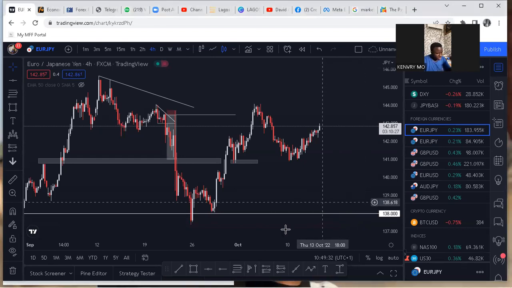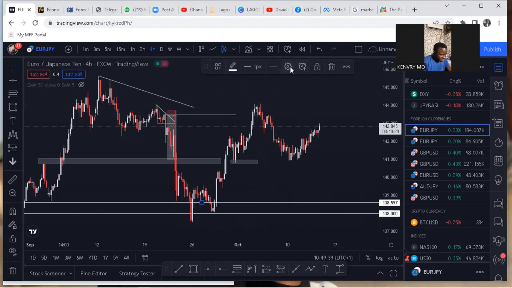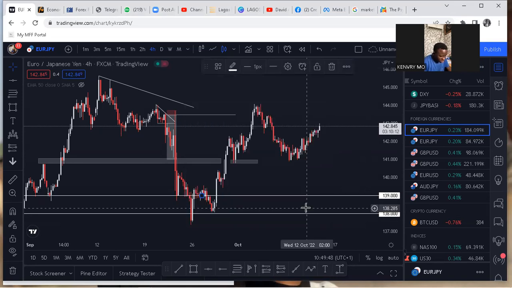Now pick another horizontal line again, draw it, paste it anywhere, go to settings again. Now you picked 138. Now you pick 139.000. Everybody do that. Click OK, then lock it. Why do you want to lock it? So you don't keep moving it around.